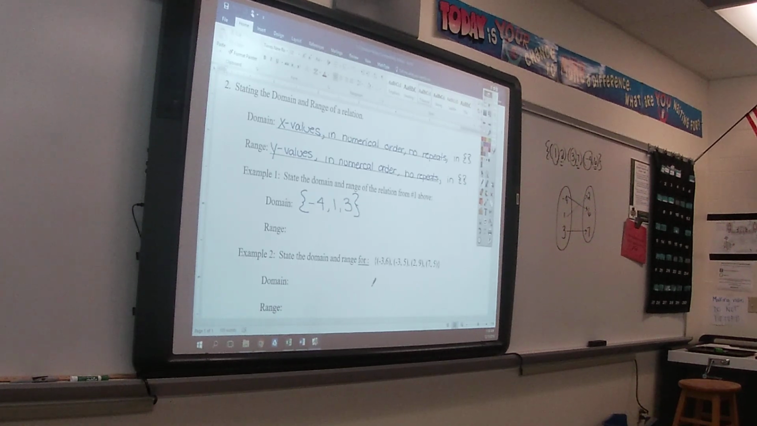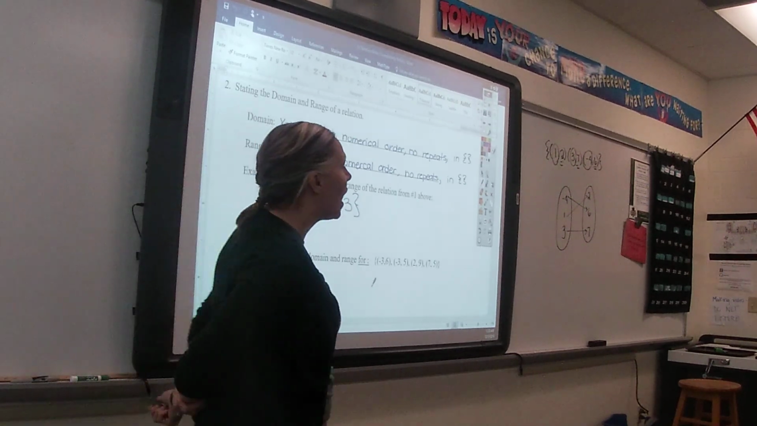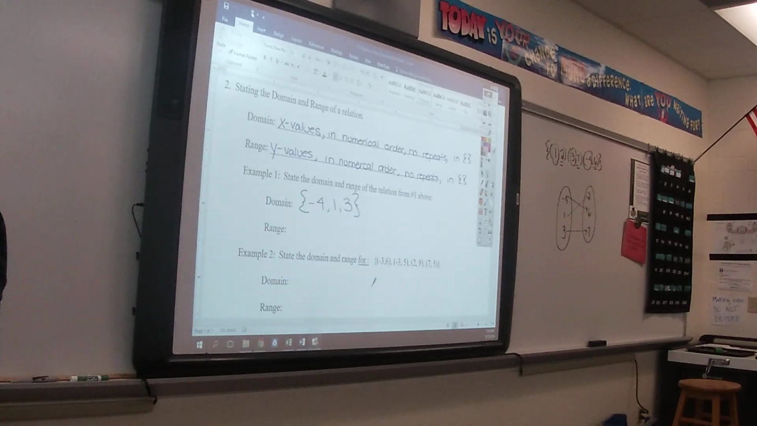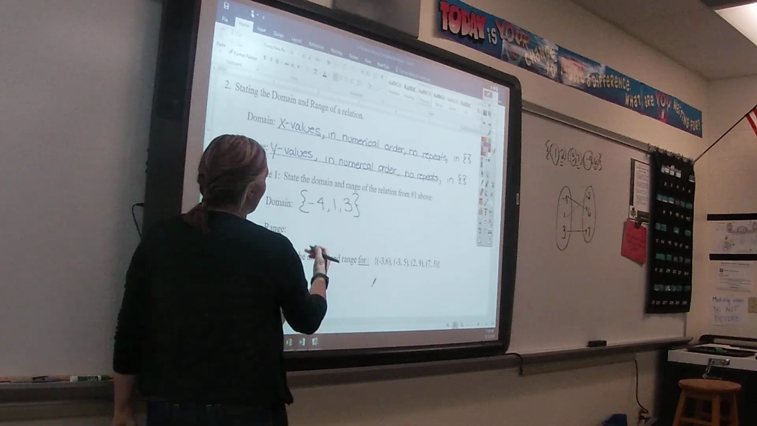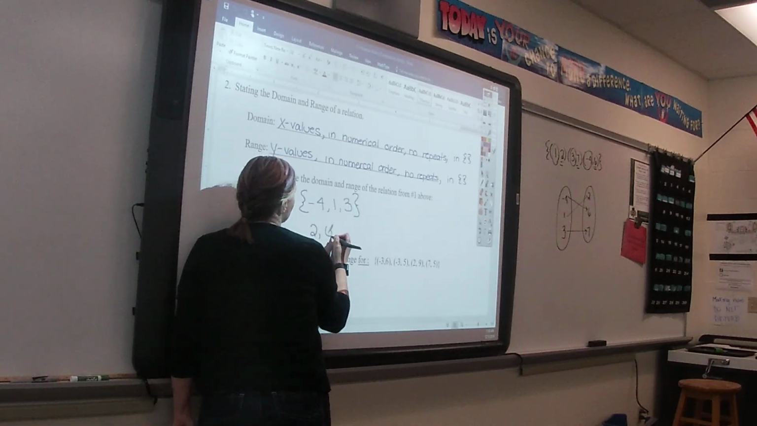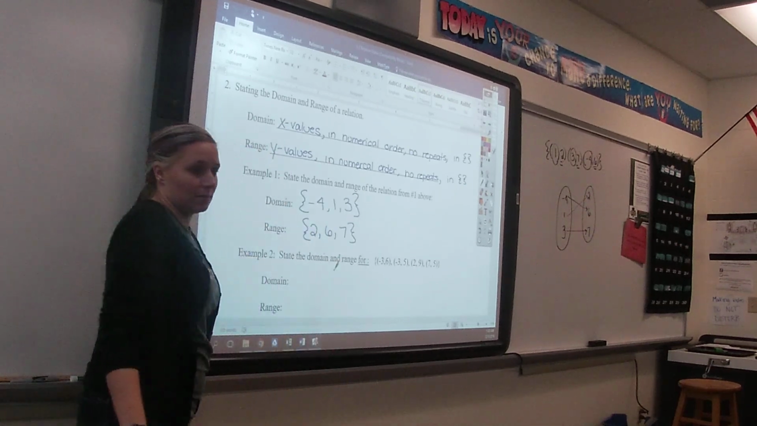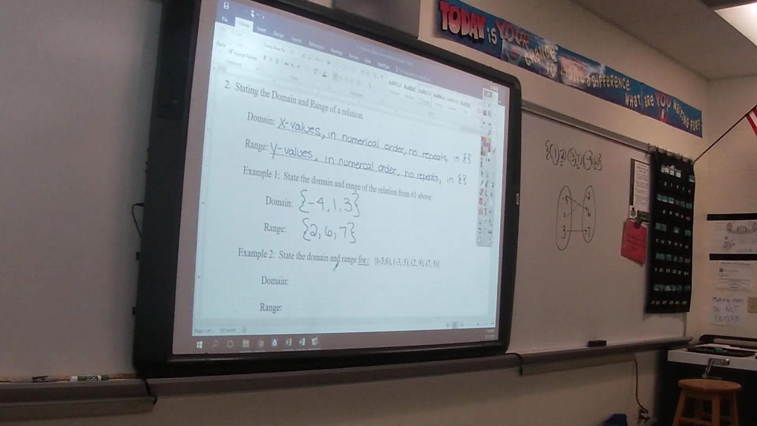Okay, the range is the y values. So what were our y values? 2, 6, 7. Right, 2, 7, and 6, and we're rearranging those into numerical order, and so we're going to say 2, 6, and 7, and we're going to put those in braces. I mean, that doesn't require brain surgery, right? That just requires you to know a basic definition. Those are points that should be handed to you.